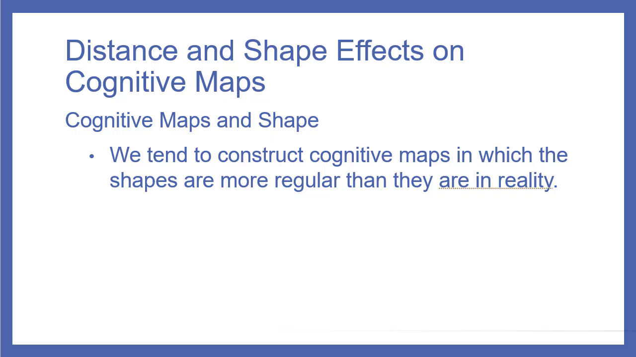Another example of the way that we use cognitive maps is that we tend to take ideas that are irregular or geographical representations that aren't necessarily completely linear or that are curved or whatever. We tend to straighten those things out. And again, this kind of harkens back to an idea about how we save information schematically, and we tend to make things a little bit more angular or regimented than they actually are.